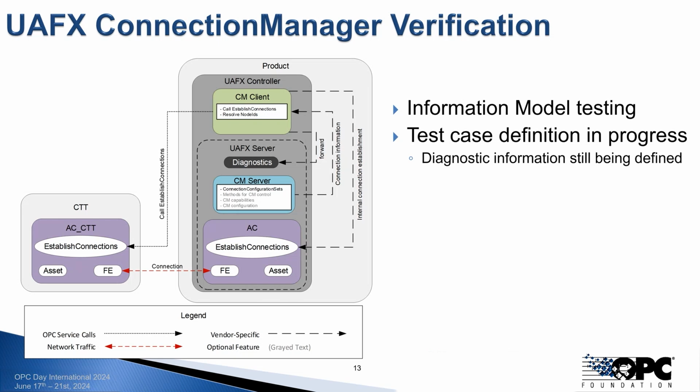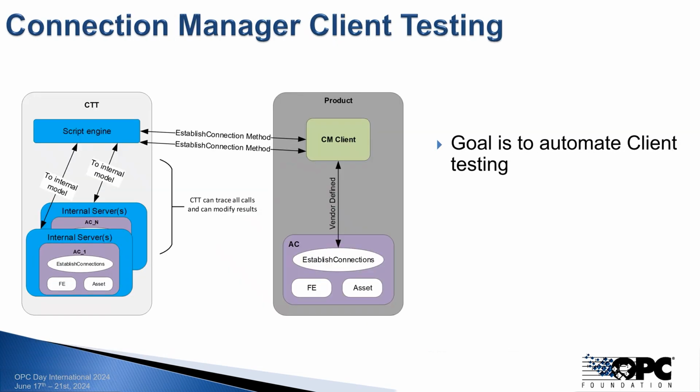But for now, the information model pieces, so we have testing for, and we're working on defining the test cases for the client aspects of testing. So a connection manager acts like a client. It calls the other side. It sets up connections. So with this part, our goal is to automate the client testing, so that we'll be able to have testing of a product in its entirety. So all aspects of the controller.